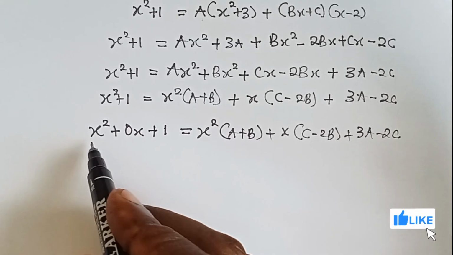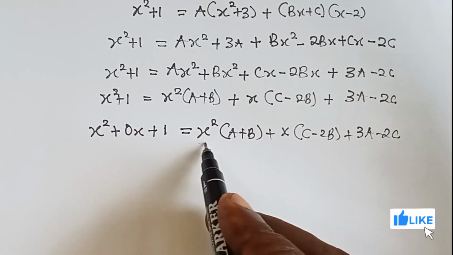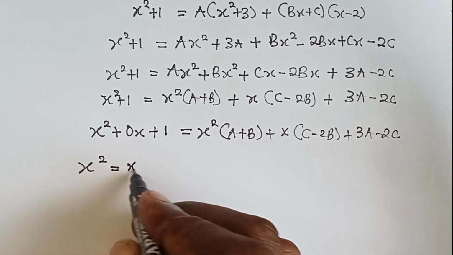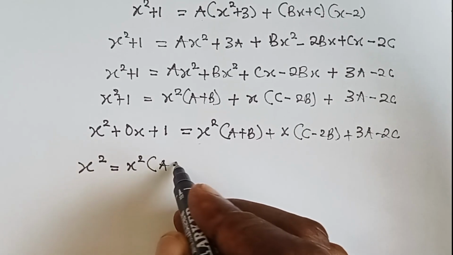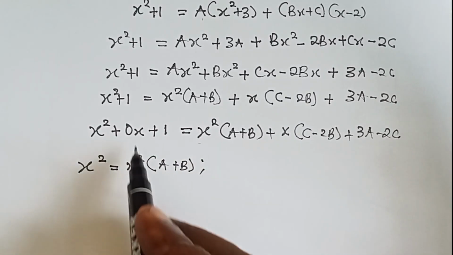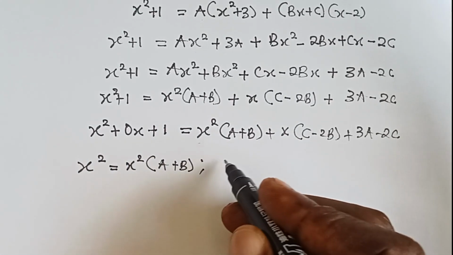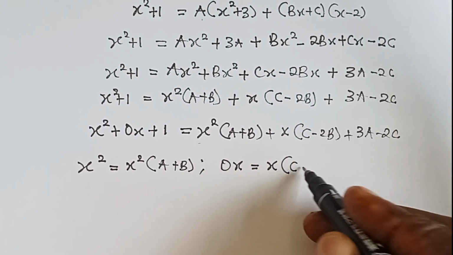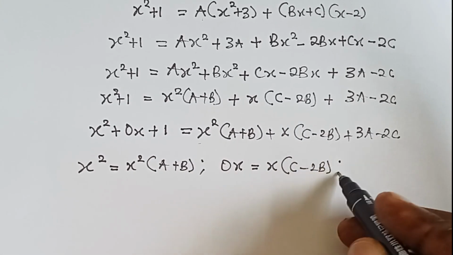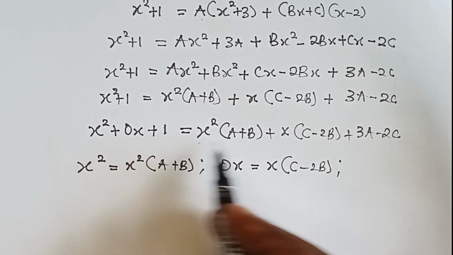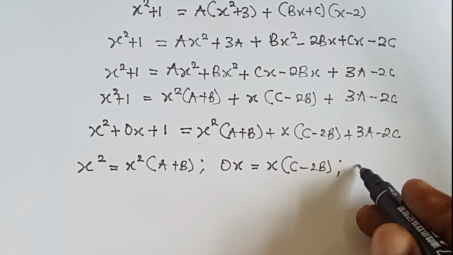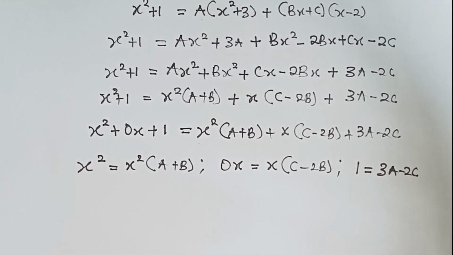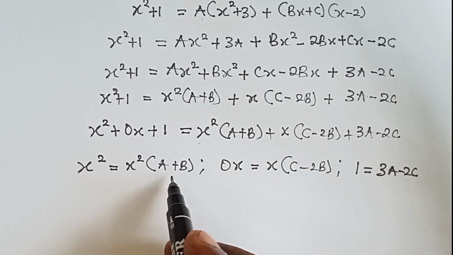All right, so we're going to compare both sides. It means x squared is equal to this. So we have x squared is equal to x squared (a plus b). That's the first one. Then let's equate this to this. We have 0x equals to x(c minus 2b). And then the last one, the constant 1, equate it to this. We have 1 equals to 3a minus 2c.